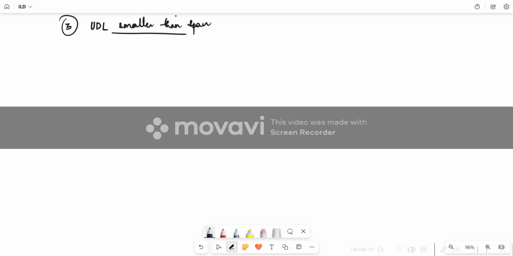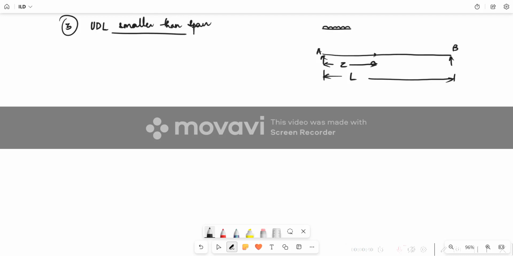So let us consider that the section C is on the span AB. This is AB and its span length is capital L, and AC is Z. And the UDL which we are trying to cross from A to B is, let us say, W per meter, and the length of UDL, let it be small d. In this case, it is moving from, let's consider, left to right over beam AB of span L.